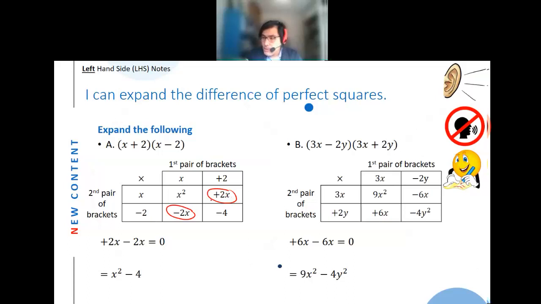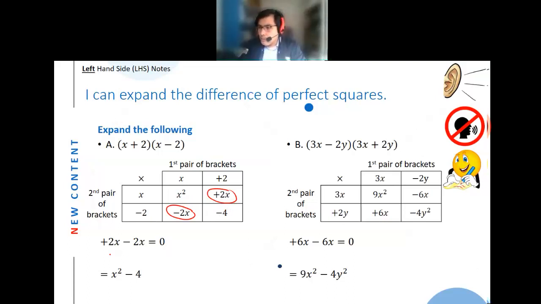And then we can see we got the negative 2x here and the positive 2x. They are like terms, so if you combine them together, they cancel out, right? Because you have an equal amount of positive and an equal amount of negative. So they're just going to cancel, so it's just going to be 0. That means we are left with x squared and negative 4, or x squared minus 4.